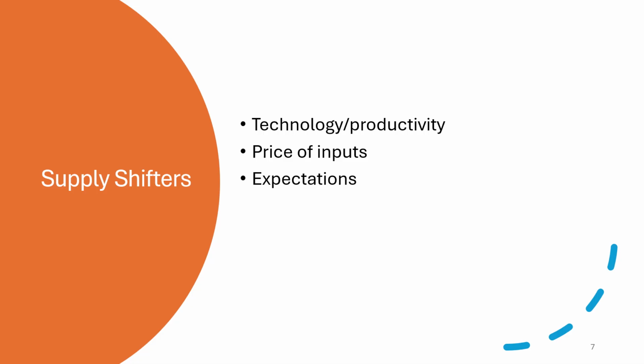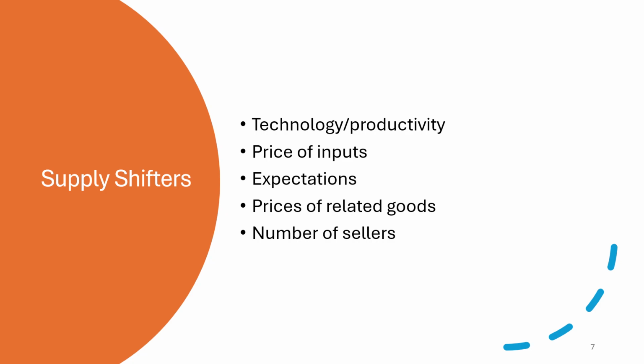Expectations for the future can also determine the supply curve because if I expect, for example, the price of a good to go up in the future, I might store it now to sell it in the future. The prices of related goods also affect supply in much the same way as it does demand, where you can have complements or substitutes in production that affect the prices of other goods. Lastly, the number of sellers has a mechanical relationship with the market supply curve, since market supply is a sum of individual level supply curves.